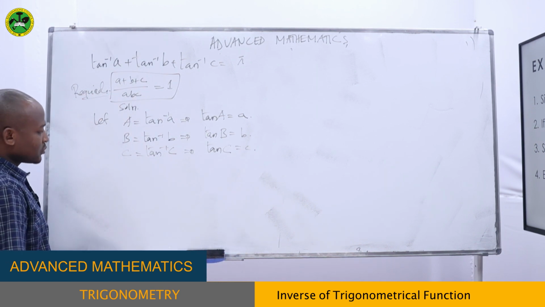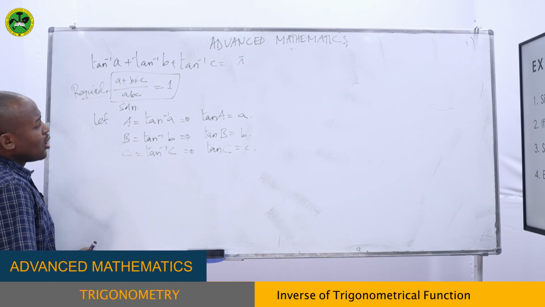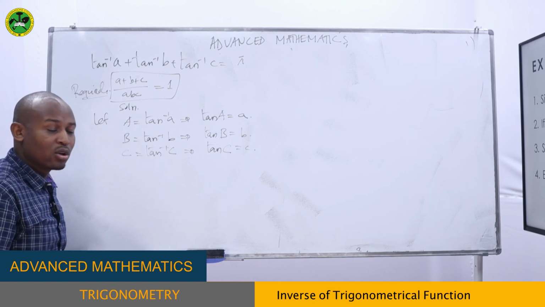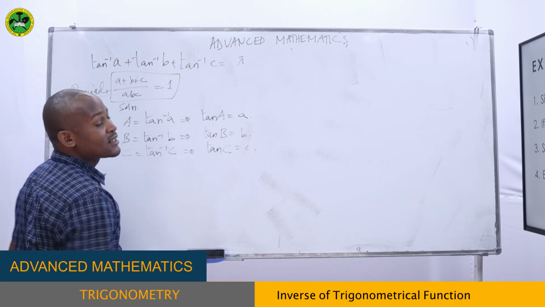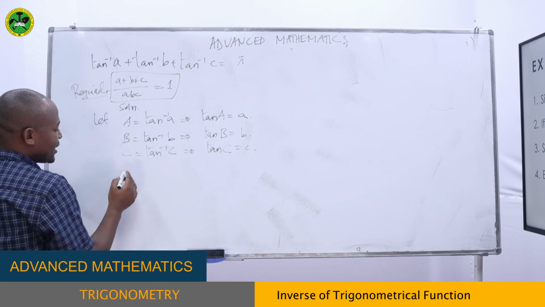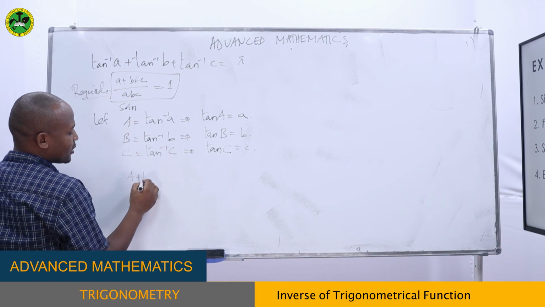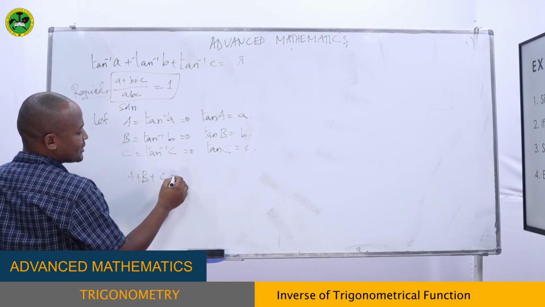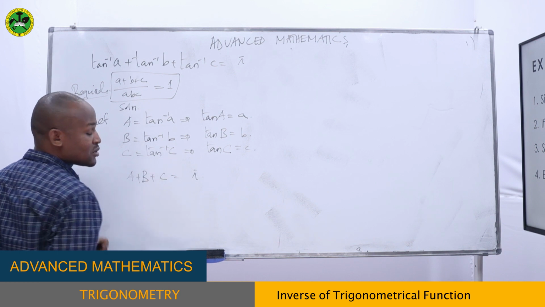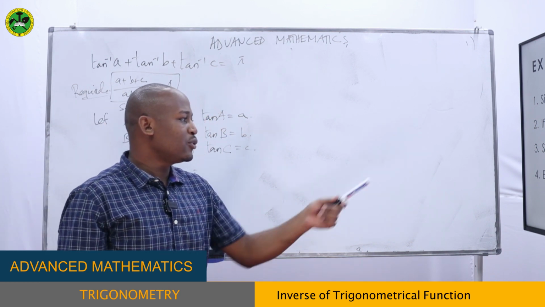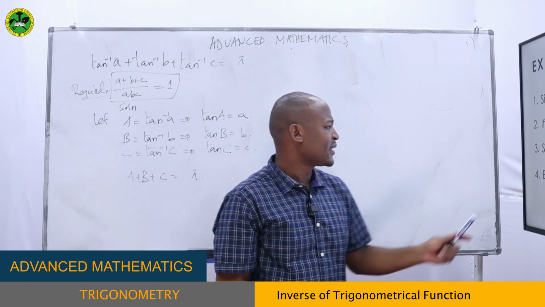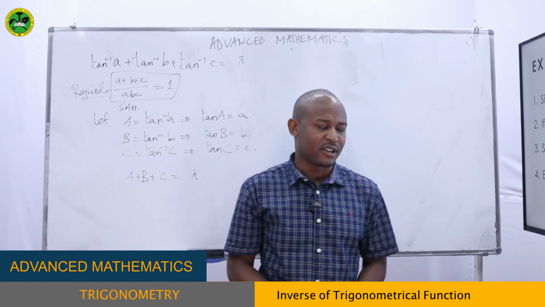Okay. Then after that, all of these were added, that means this to that to that, and then the answer was pi. So let's see. That means we have capital A plus capital B plus capital C, and our answer is supposed to be pi. And if you look carefully, it can be a tan definition.